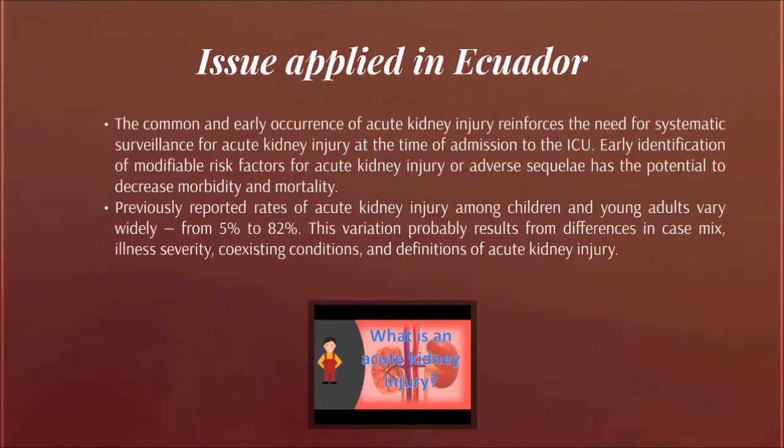Previously reported rates of acute kidney injury among children and young adults vary widely, from 5% to 82%. This variation probably results from the difference in case mix, illness severity, coexisting conditions, and definitions of acute kidney injury.